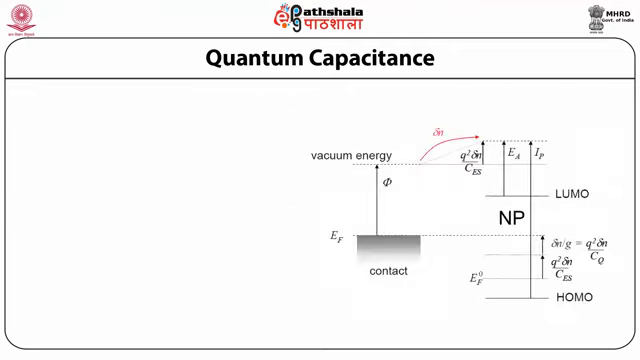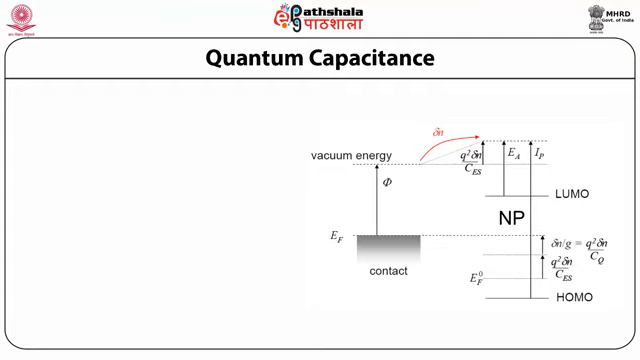The charging energy can be very high due to very high electrostatic capacitance. In the case of measurement of current transport through a single nanoparticle, the spacing between the contact and a nanoparticle could be very small, approximately 1 nanometer. So the charging energy can be more than 1 volt per electron.